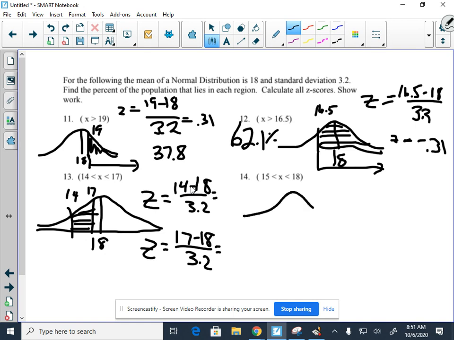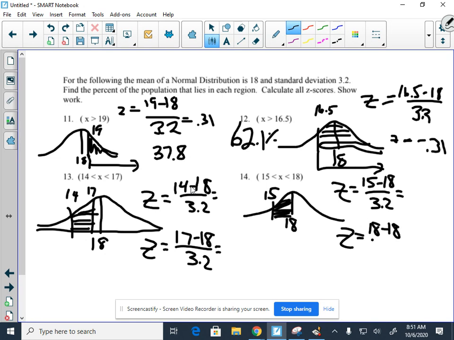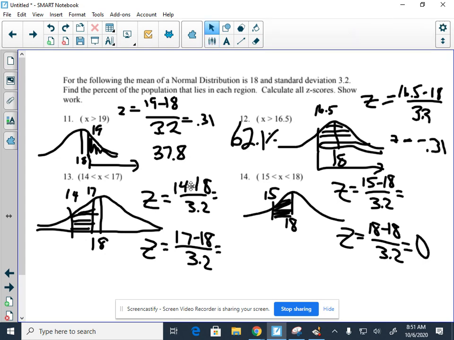I'm going to get this one set up while I'm at it. So this one goes from 15 to 18. This one's going to require 2 z-scores as well. Z equals 15 minus 18 over 3.2. Hopefully you recognize that one as a z-score of 0 because it's right on the mean. Any z-score right on the mean is a z-score of 0.